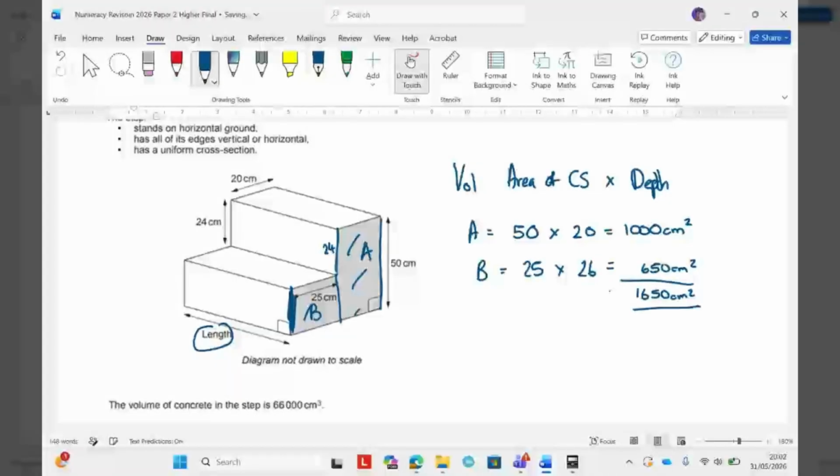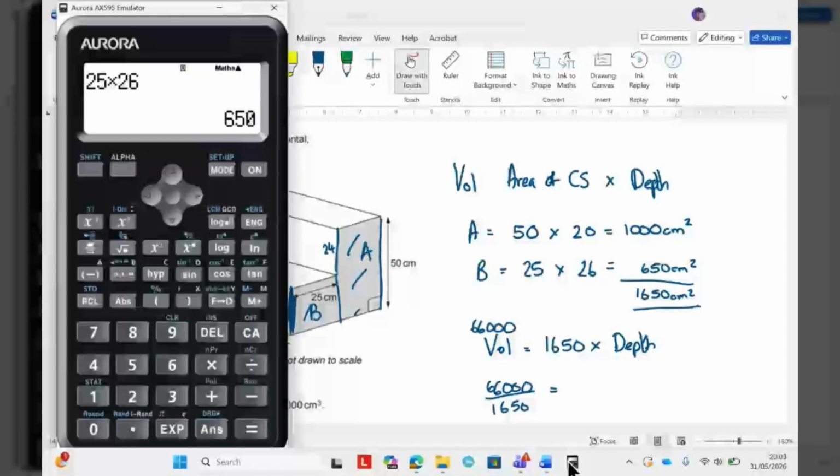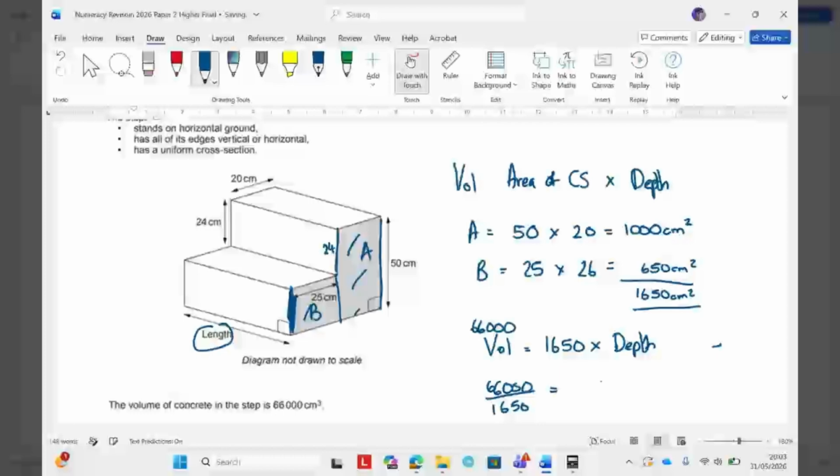If I wanted to get the volume, it would be equal to 1,650 times what they're calling the length, but I call the depth. However, the volume is given to me. It's one of those where we're working backwards because we're given the answer. So we need to divide that by that to get the depth. 66,000 divided by 1,650 equals 40. Stunning.